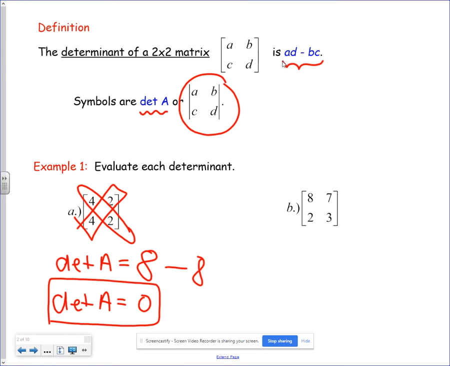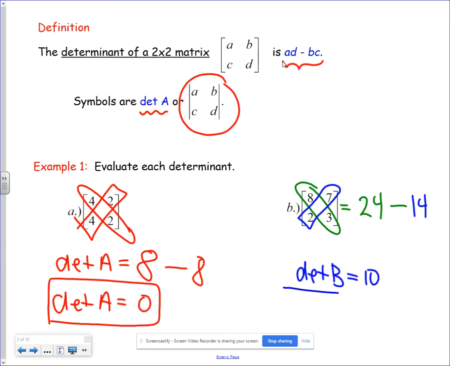Let's find the determinant of this matrix. So I'm going to do 8 times 3 is 24. And then minus 2 times 7, which is 14. So the determinant of matrix B would be 10 on this example.